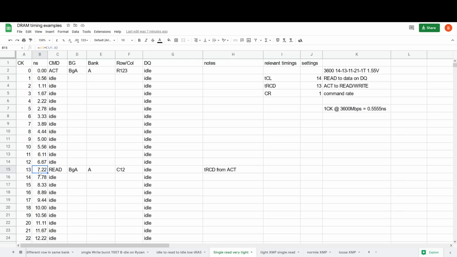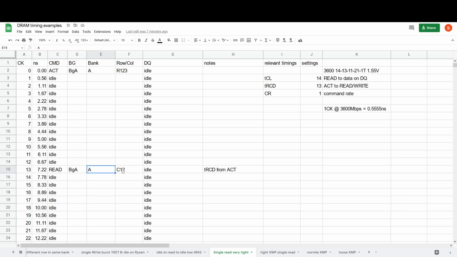Less than 7.22 nanoseconds is a very fast row activation right there. But that's why I'm saying Samsung B-die. Also, we're kind of mashing voltage into it. Anyway, on cycle 13, because our tRCD is 13, we send our read command.